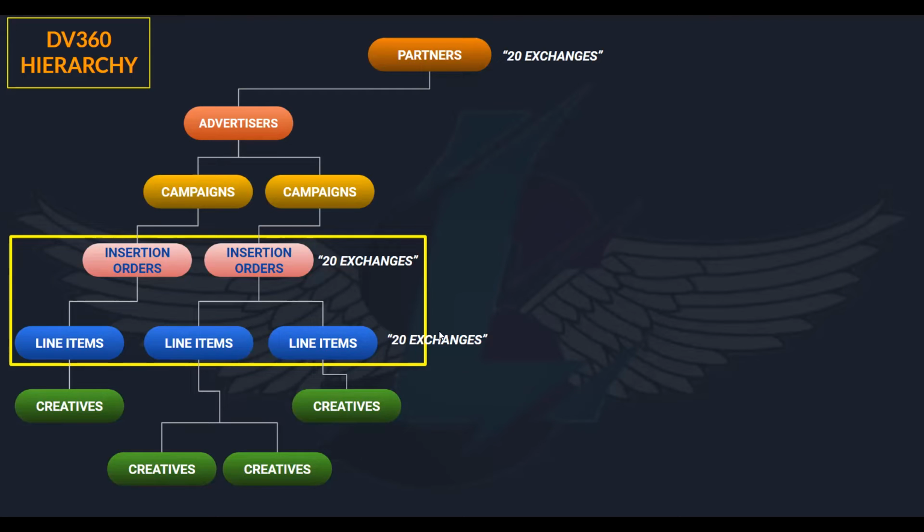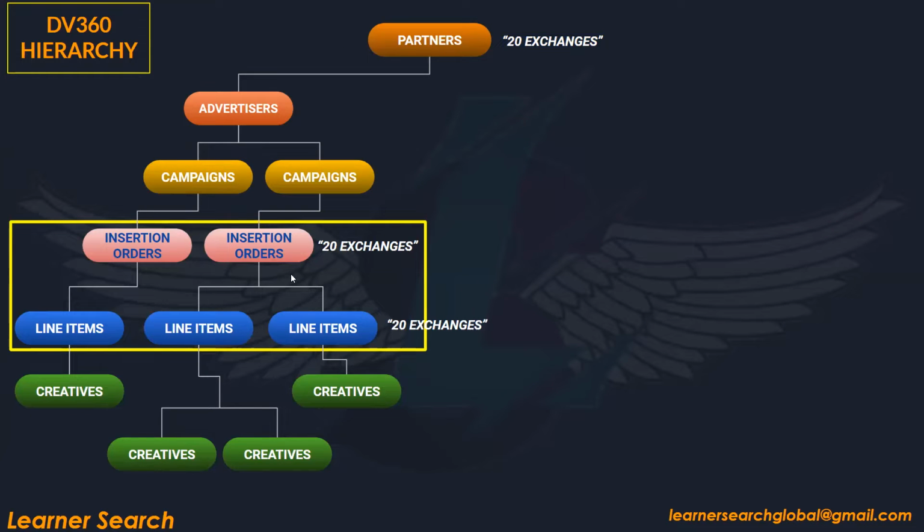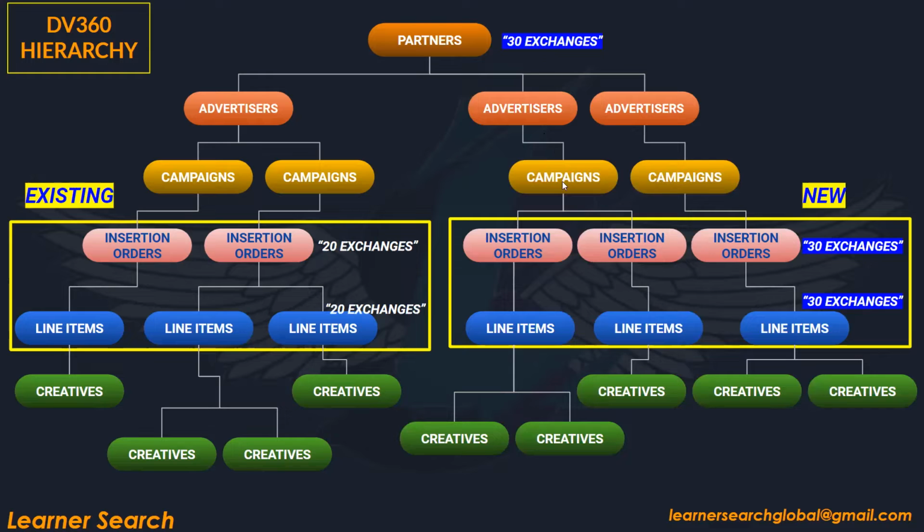As per our previous note, it is mentioned that changes to these settings will be the default for new insertion orders. So whenever something new is created under these partners, the same settings will be applied. Let's assume that after a month, I just added 10 more exchanges. So when I add 10 more exchanges, what happens? Let's see. I created another 2 advertisers, and under that I created campaigns. Now while creating new IOs and line items, these 30 exchanges will be inherited by the IOs and line items.